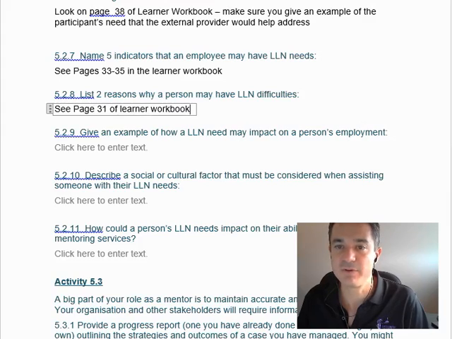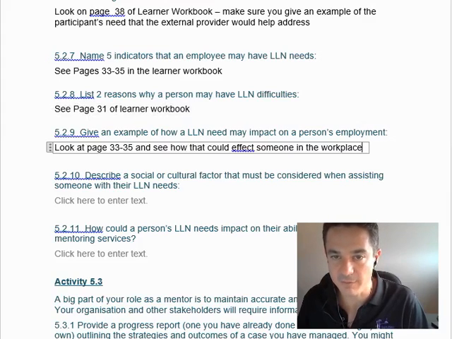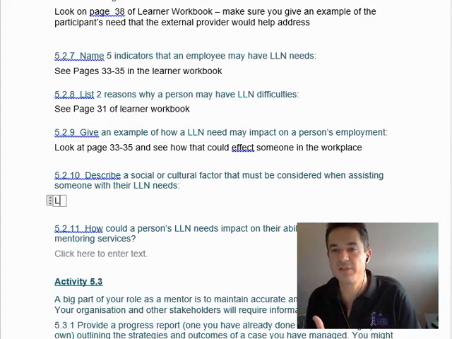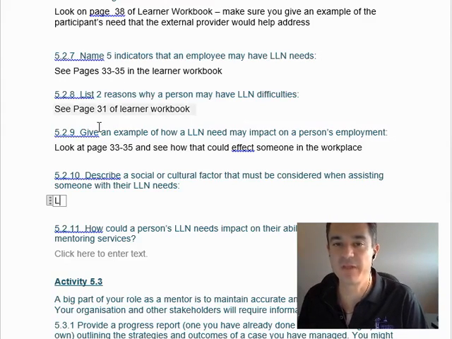2 reasons why a person may have LLN difficulties. See page 31 of your workbook. 33 and 35 will show the effect that it has on people in the workplace. So go and look through there for that information. Cultural or social factor that must be considered.